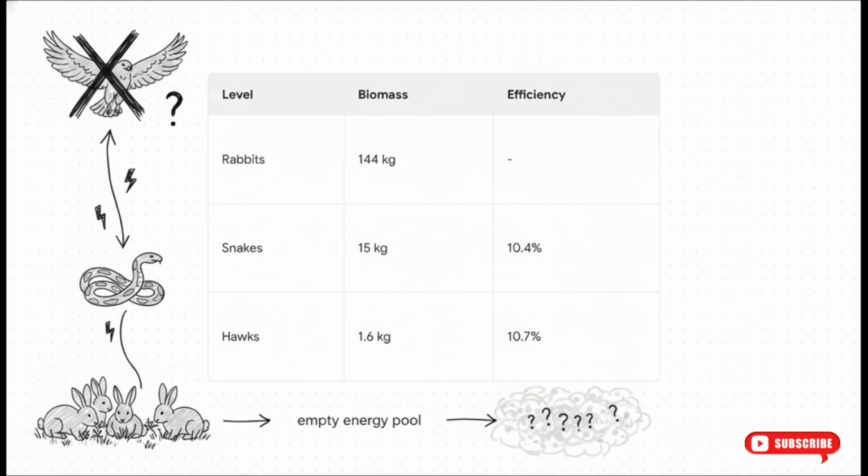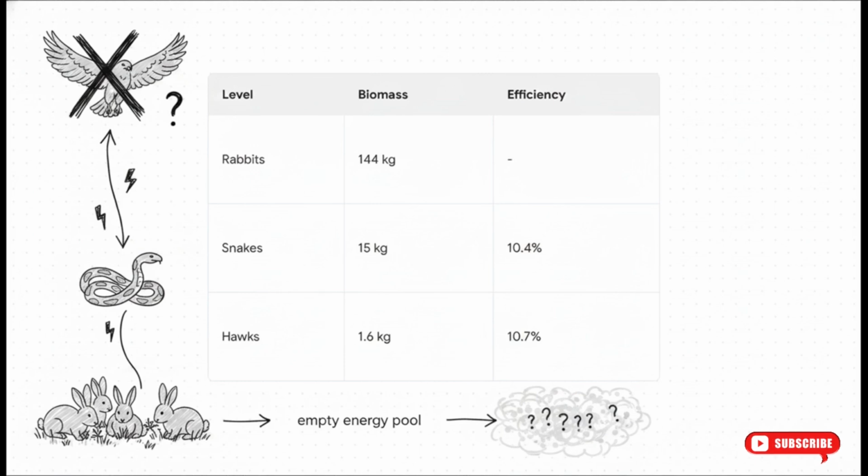Imagine a field with 144 kilograms of rabbits just hopping around. If snakes come along and eat all of them, we don't suddenly get 144 kilos of snake. No way. We only get 15. If we do the math, 15 divided by 144 multiplied by 100, we see a transfer efficiency of just 10.4%.